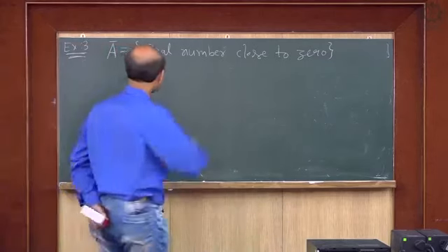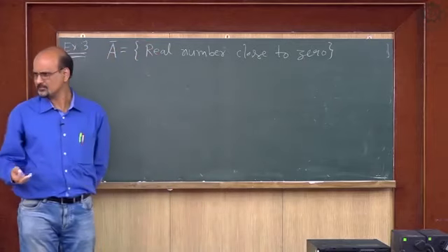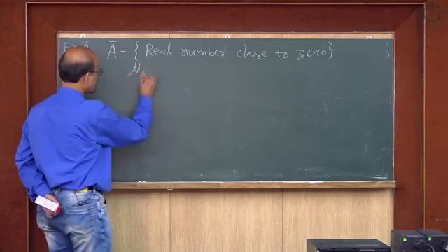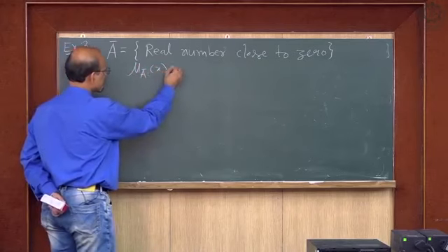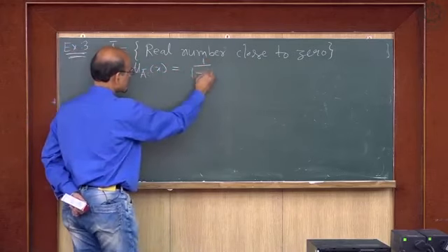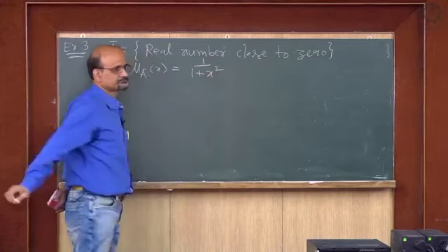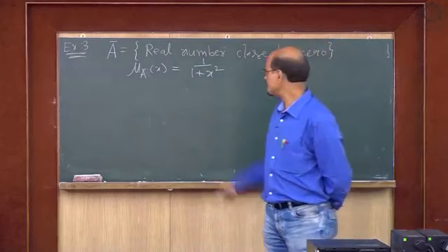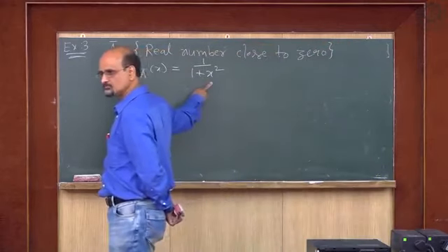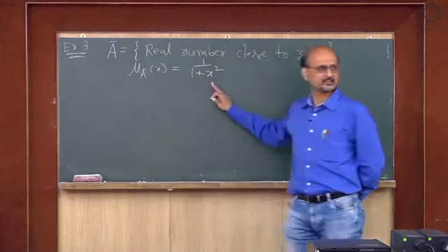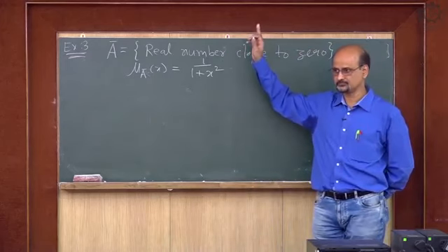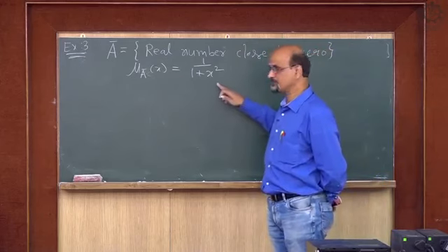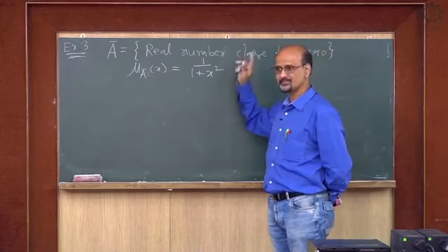Now see what is happening. Here we should have some membership function to define that. Suppose I define mu A bar x as 1 by 1 plus x square. That means at x equal to 0, I have the membership function as 1, this value.